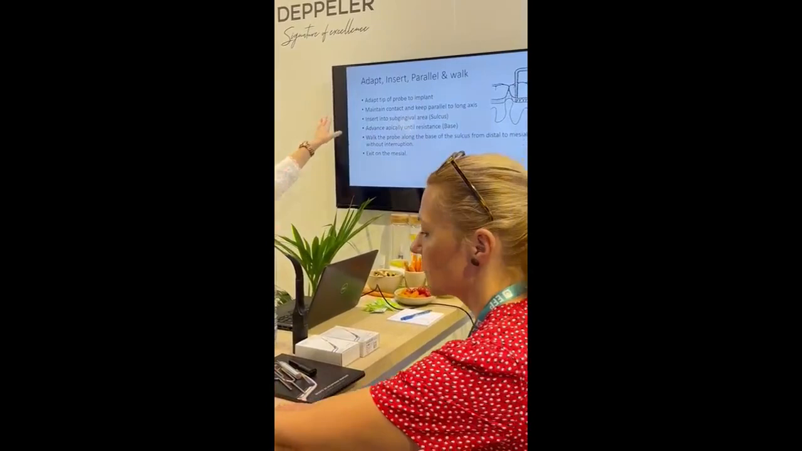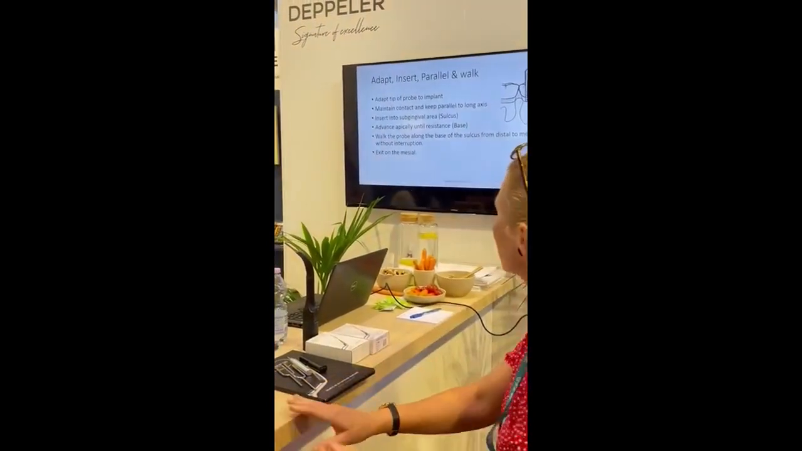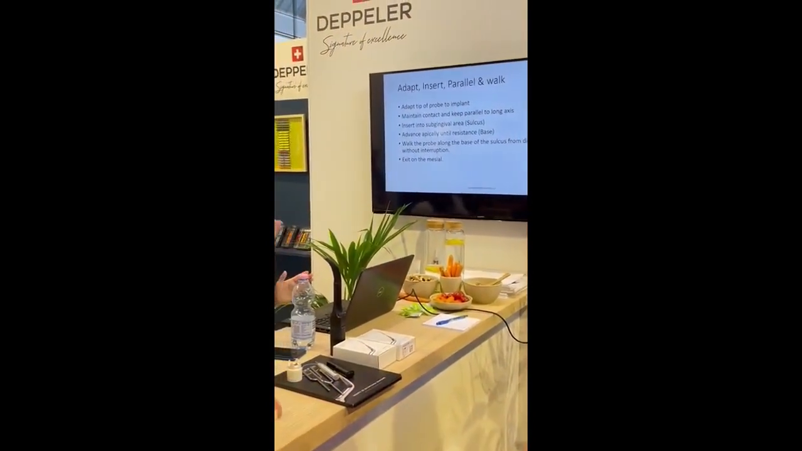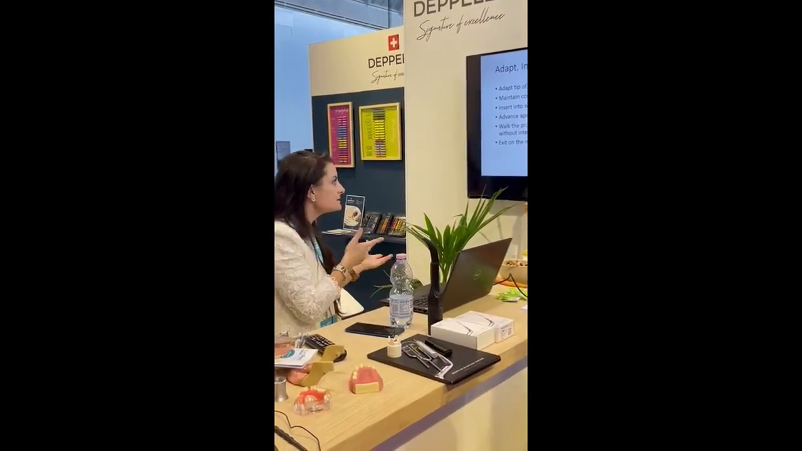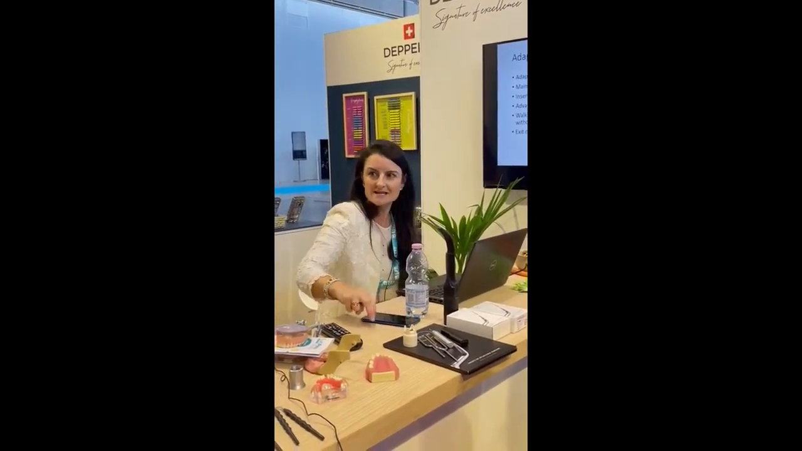Okay, so adapt the tip to the implant. Always make sure the tip is engaged, and then keep it parallel and in contact with the implant all the way down subgingivally into the sulcus. We don't call it a pocket, we call it a sulcus. And then advance apically until you feel that resistance at the base of the pocket, and then you're going to walk along the floor or the base of the pocket, okay?